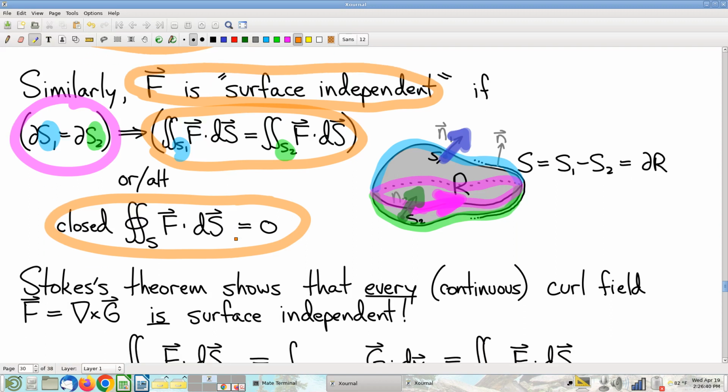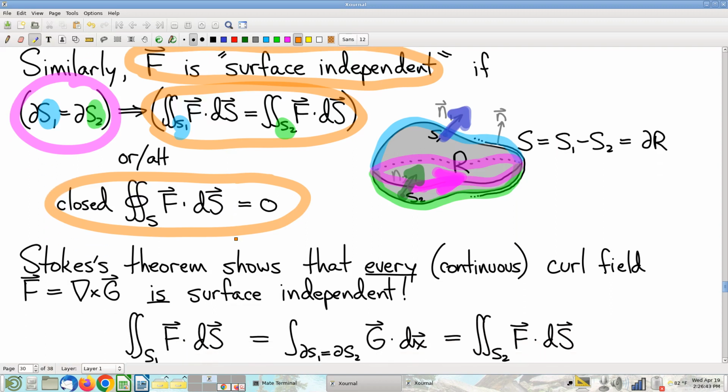Okay, now, this is what surface independence should be. Again, I have given you no reason to believe that there is any such vector field. But if there were a vector field that we would call surface independent, this is what it would morally have to be. This is the surface equivalent of path independence.